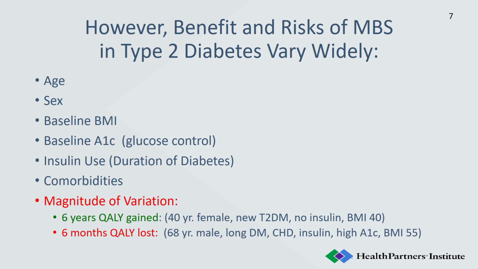Other patients have no benefit at all. And surgery is very rarely done in people that are 70 or over. The older you are, the less benefit. So an older person who's a male with longstanding diabetes may gain no quality, and some of those patients on average may lose a few months of quality adjusted life. Next slide.